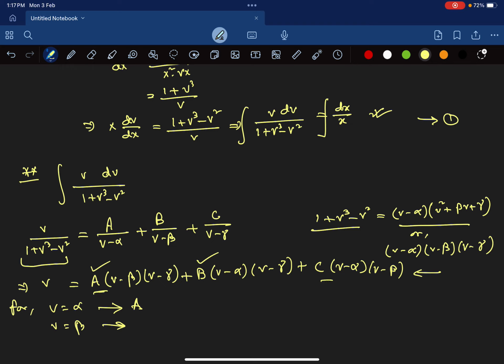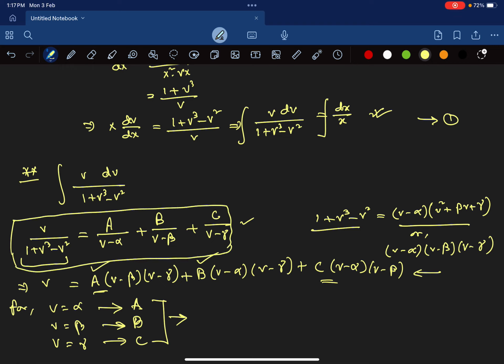If you put v equals beta, you'll get the value for b. Just see, the first part and the third part will vanish, and you will only have the second part, so from here you will get the b value. If you put v equals gamma, immediately you will get the c value. Once these values are found, you can back substitute in this equation and you will get this entire form, which you can directly integrate and get a simplified version.